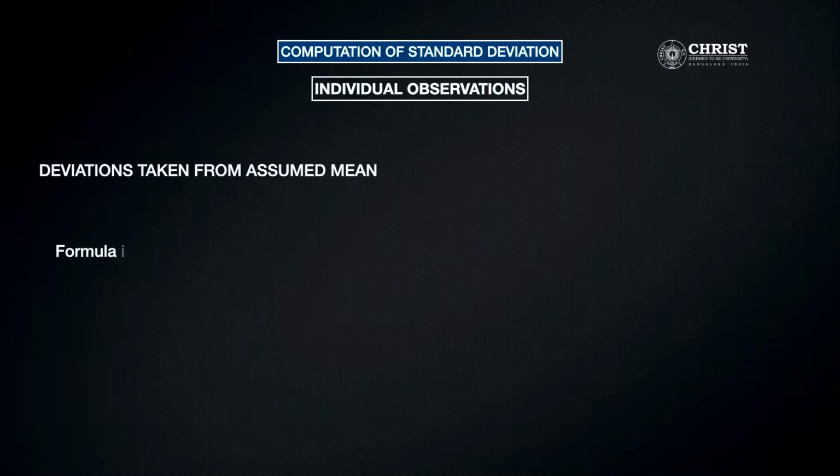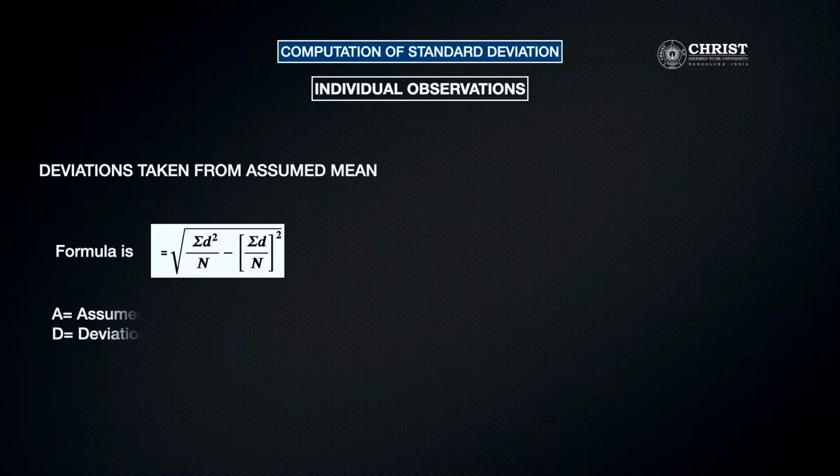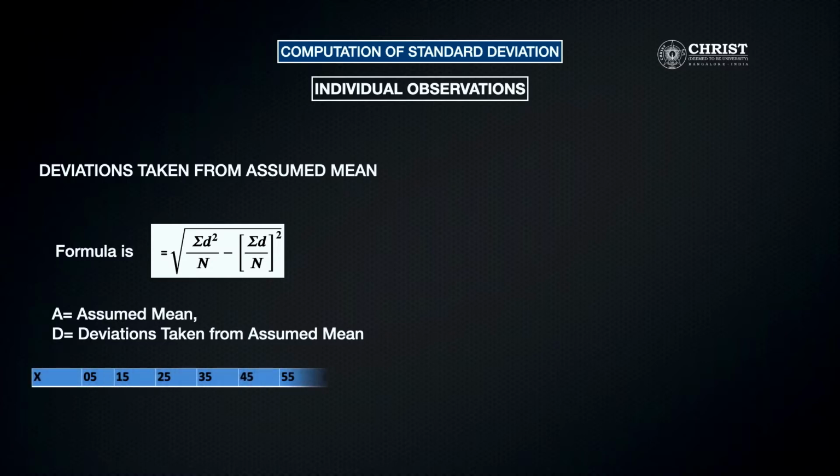That is, standard deviation is equal to the square root of sigma d squared divided by n minus sigma d by n the whole squared. We have to take the square root also. So d is the deviation from the assumed mean, and a is the assumed mean value. Now we will see how we will do the computation for the same problem.